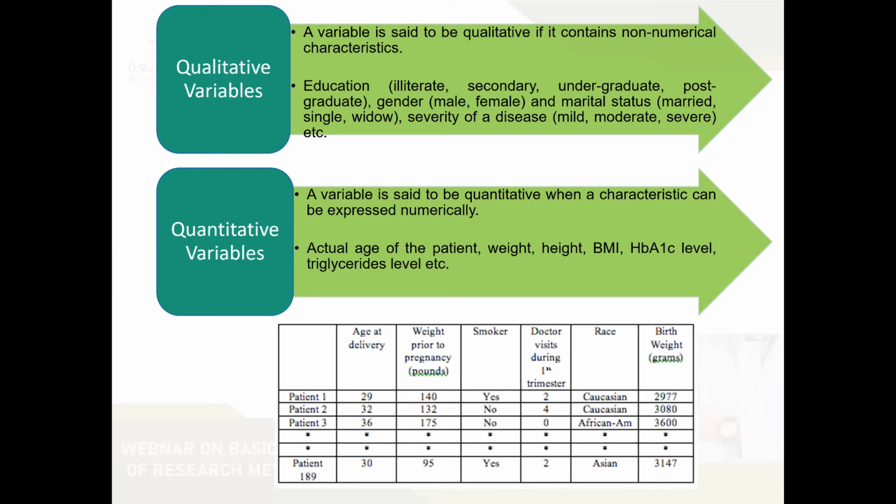So quantity is HbA1c levels. You can take 4.5, 5.5%, 6.9, 7.5, triglyceride levels. All these numbers, these are all numbers. So that's why they are called quantitative variables.